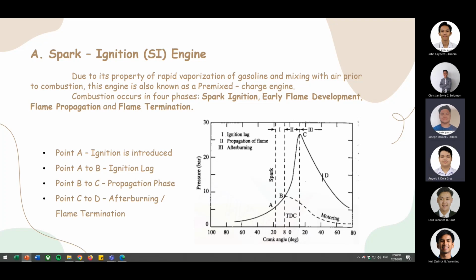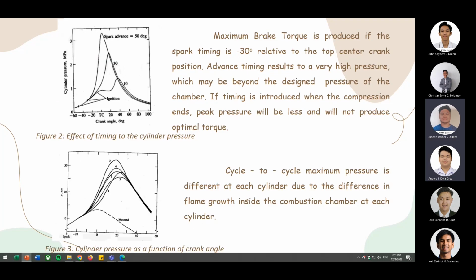The ideal combustion process starts before the compression stroke ends and stops when the peak pressure is reached. As can be seen from the graph of the effect of timing to the cylinder pressure, the ignition is introduced before the mixture is fully compressed. This is necessary to be able to reach the maximum brake torque. Figure 2, the effect of timing to the cylinder pressure, shows the effect of spark timing to the peak pressure and the maximum brake torque.